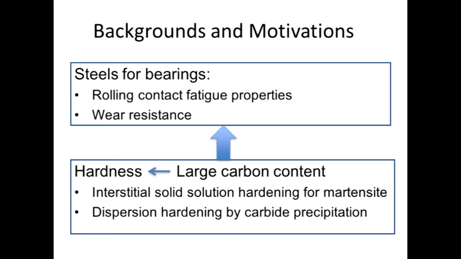So usually, how can we get very high hardness in steels? That means interstitial solid solution hardening for martensite. That is the most efficient way and also very cheap. You know, carbon is really cheap if we compare it with other hardening methods, for example, precipitation, like in maraging steel. So carbon is really happy for this kind of steel. And also dispersion hardening by carbide precipitation sometimes also improves the hardness in bearing steel.